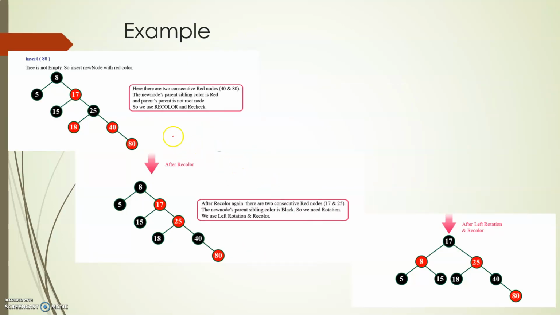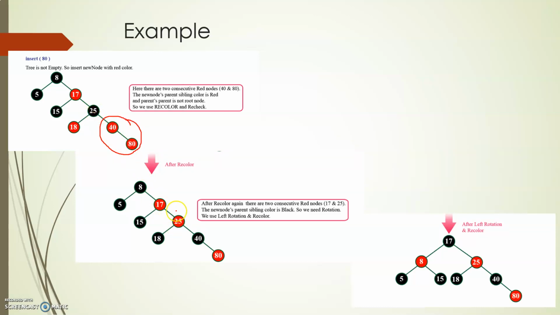Now next you have to insert 80. 80 is greater than 8, 80 is greater than 17, 80 is greater than 25, 80 is greater than 40, and 80 becomes the right child of 40. So you can see here, since both the nodes are of the same color, you have to check 80's parent node's sibling, that is 18, which is also red in color, so you recolor it. When you recolor, 40 becomes black, 25 becomes red.